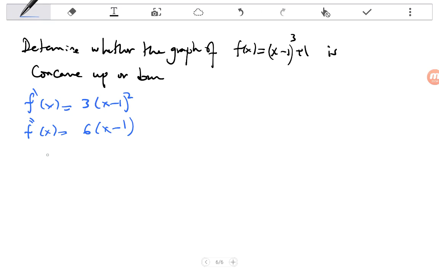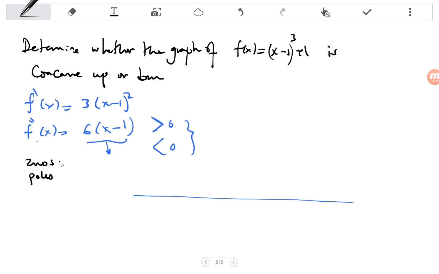Now, I need to study when this function is greater than 0 and when it is less than 0. How do you know when it is greater than 0 or less than 0? Maybe this is an easy inequality, but remember that we have studied in the problems of finding the domain how to know the sign of the function. So we will study its sign, when it is positive and when it is negative. How? Do you remember? We find the zeros and poles of this function.